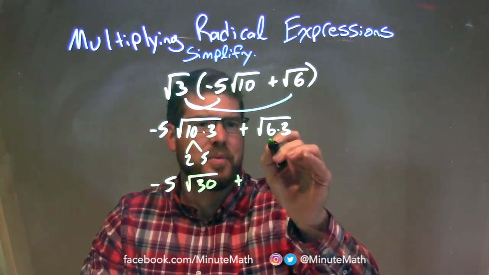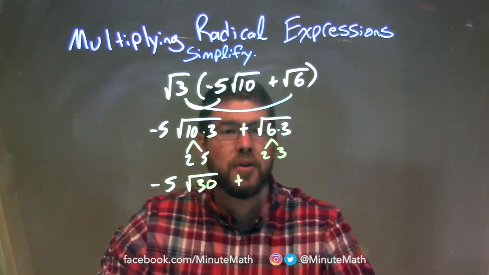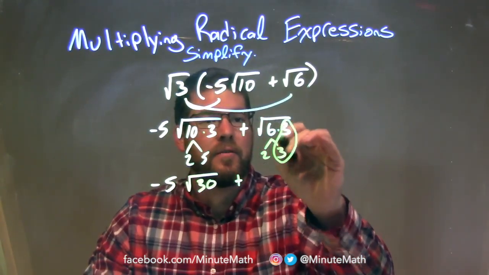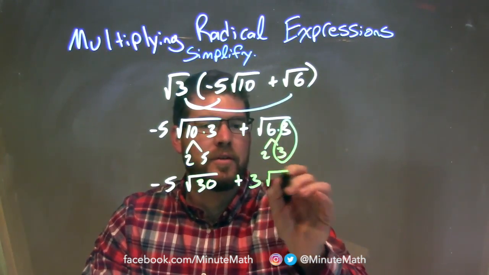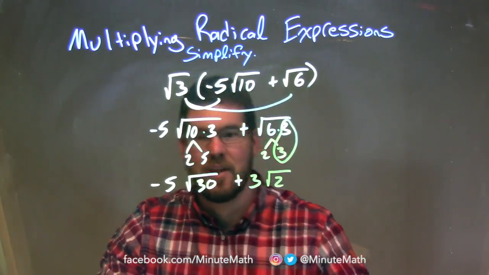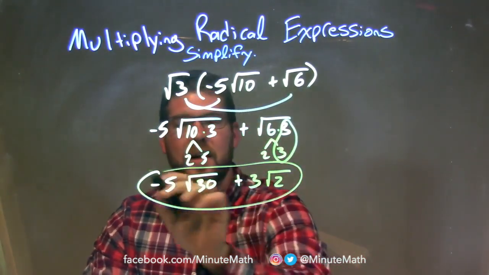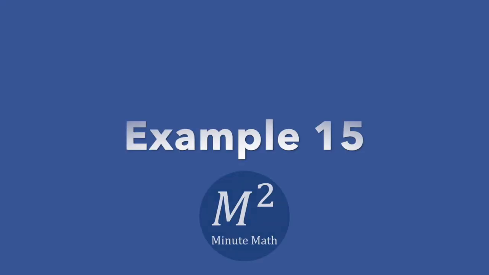6 breaks down to be a 2 times 3, okay? Well, I do have a pair of 3's now, right there. Pair of 3's, so I'm going to put a single 3 on the outside, and the 2 is just left over inside the square root, and there we go. And that's actually it. Since I can't simplify this anymore, this is my final answer here: negative 5 times the square root of 30 plus 3 times the square root of 2.